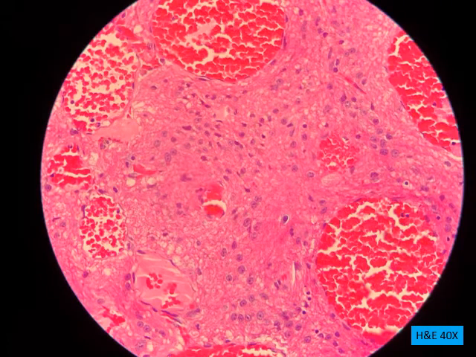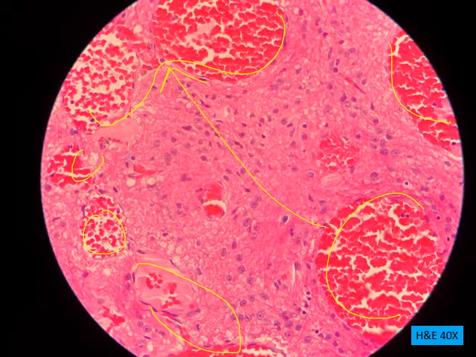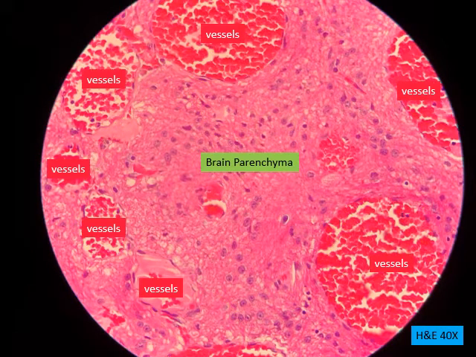So on higher magnification, you can see that all of these are vessels that are filled with red blood cells. There is brain parenchyma, or a type of tissue, in between these vessels. I made a labeling here just to demonstrate that in between these vessels is actually brain parenchyma.